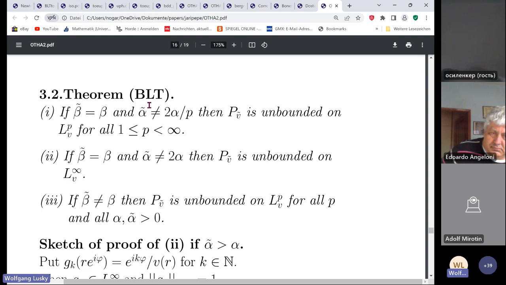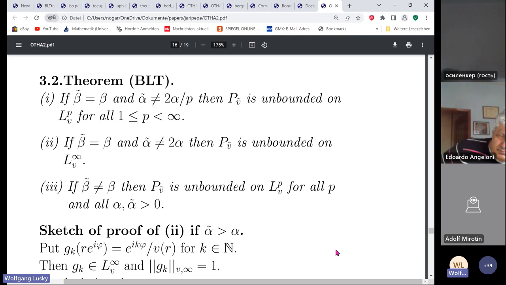So we consider the Bergman projection, the defining integral, and we apply this to these elements g sub k, being e to the i k phi divided by v of r, for all positive integers k. This is certainly an element of this Banach space, and it has norm 1.